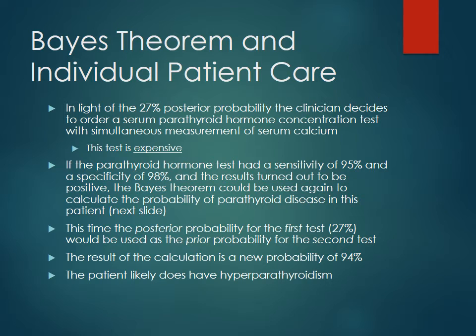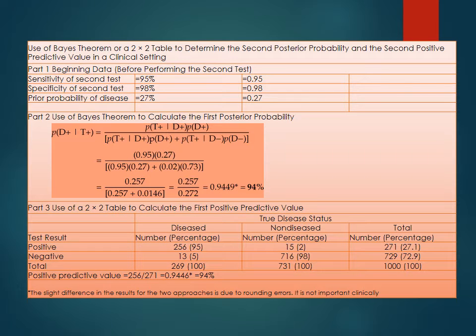So now the calculation for the new probability is going to be 94% based on the result that we have. I'll show you how that works. The second test, looking at the parathyroid hormone level, was 95% sensitive and 98% specific, and then with our prior probability here, you end up with 94%. So now, how sure are you the patient has disease? Pretty sure, right? So again, using one test to help rule things out, and now using a second test to rule things in at this point.